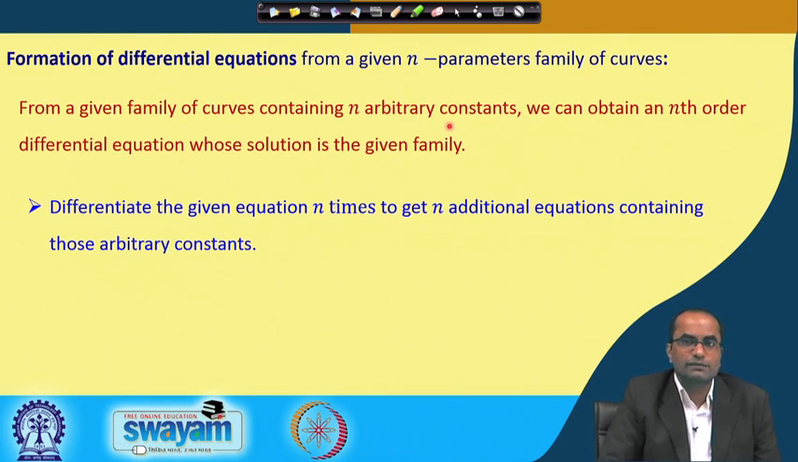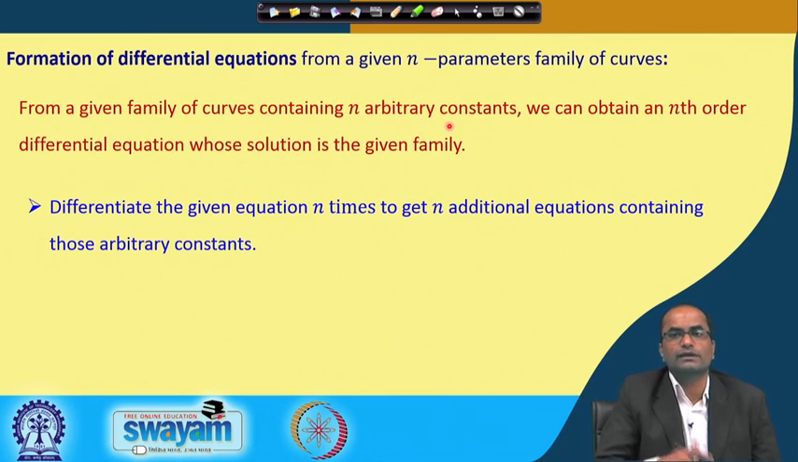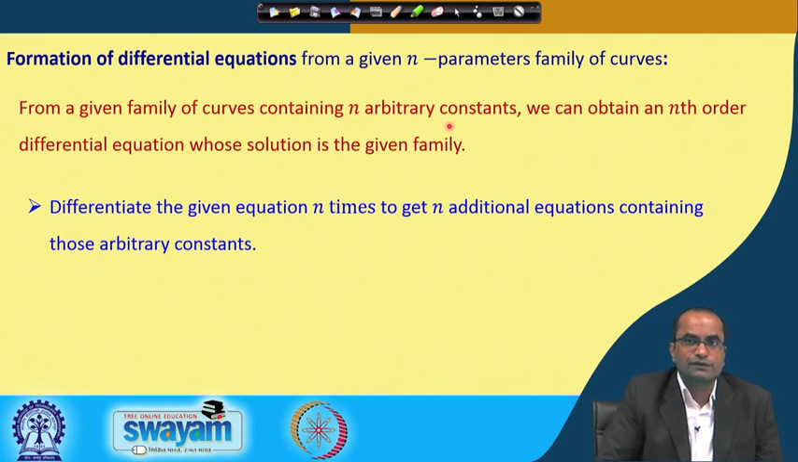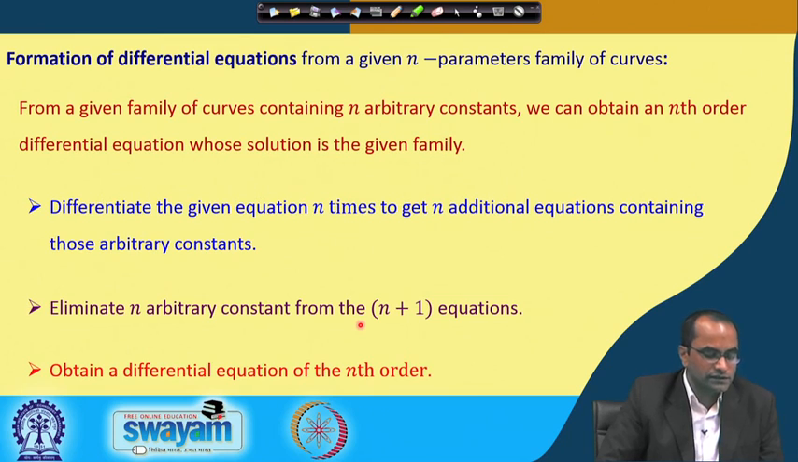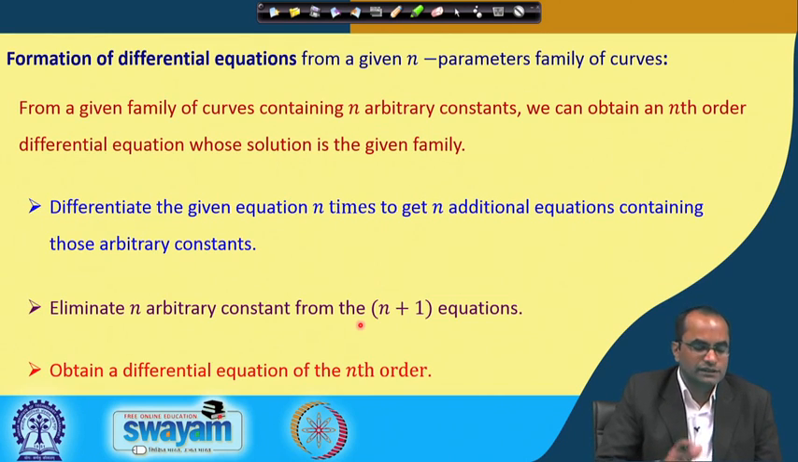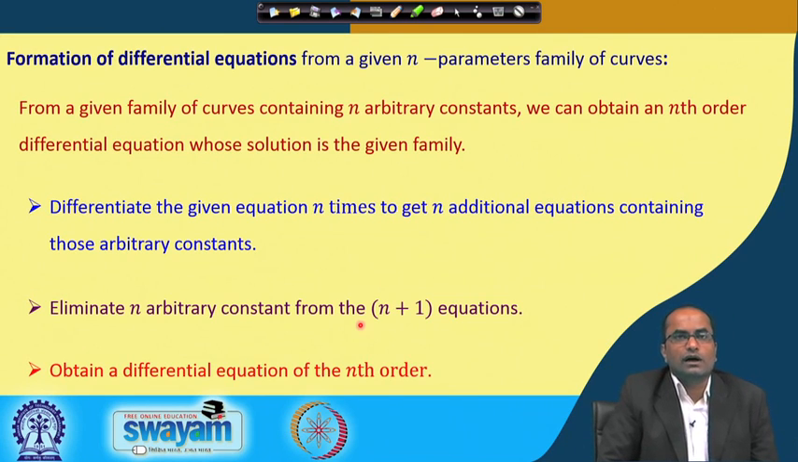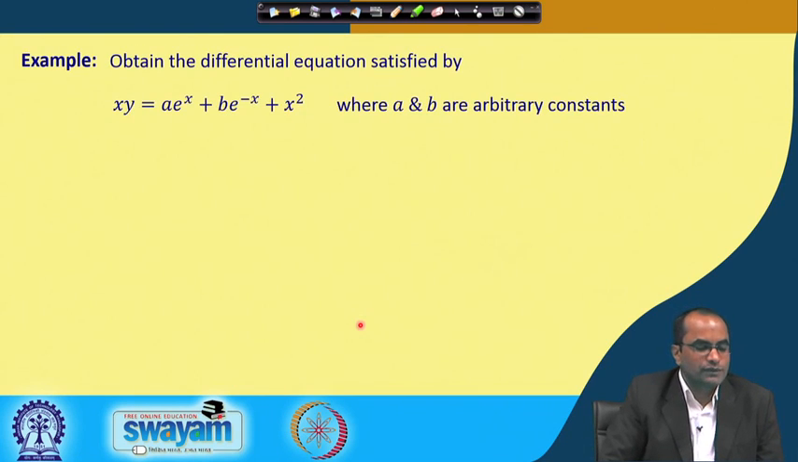the constant terms or parameters, and then we will get an equation which contains only the derivative terms and the dependent and independent variables, free from the parameters. So by eliminating from these n plus 1 equations, we will obtain a differential equation of nth order. We will see with the help of examples how this formation works. So we consider this example now.